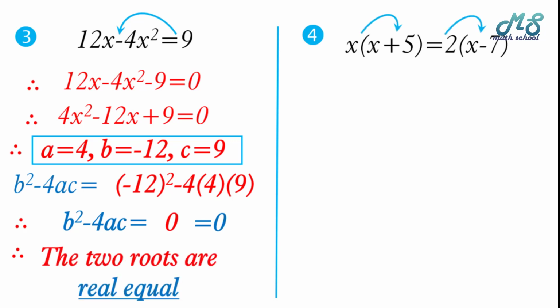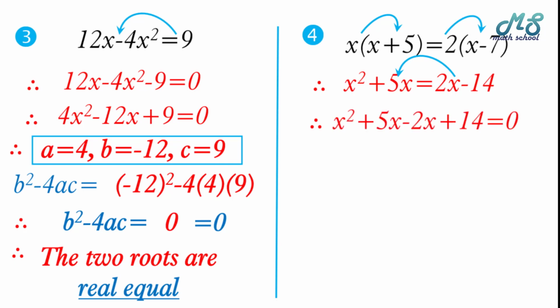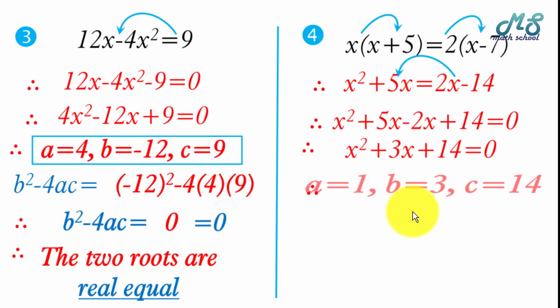Number 4, x times x plus 5 equals 2 times x minus 7. First, we will simplify by using distribution property. Now x times x equals x squared. X times 5, it will be 5x, equals 2x minus 14. Just move 2x and negative 14 to the other side with inverse sign. We get x squared plus 5x minus 2x plus 14 equals 0. Now collect like terms. We get 5x minus 2x equals 3x. Now the equation is x squared plus 3x plus 14 equals 0.